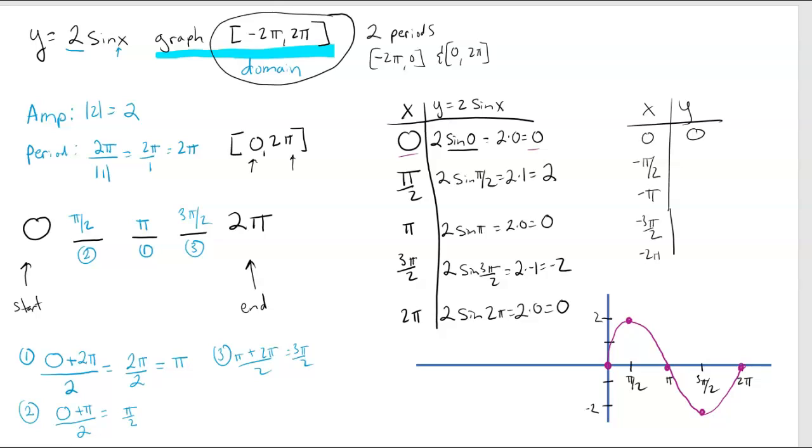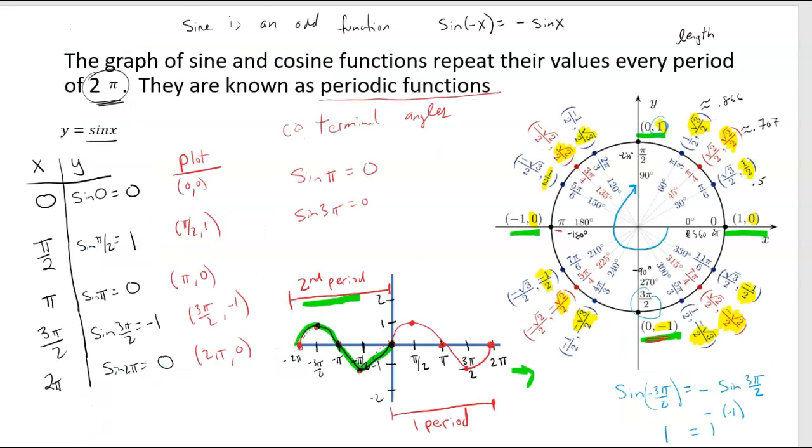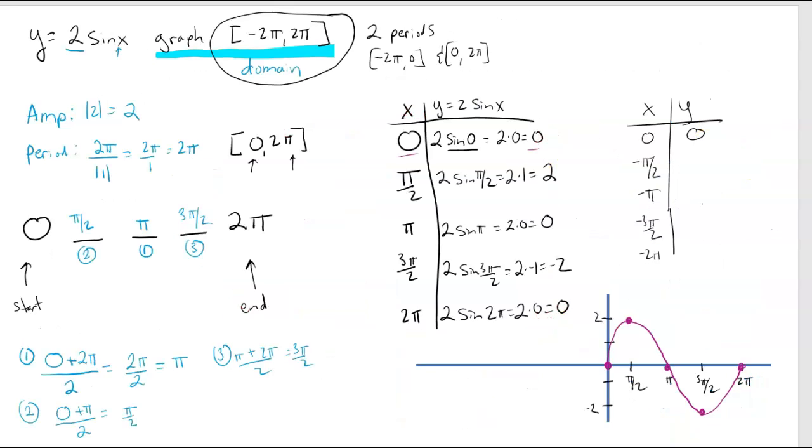But my negative pi over 2, again, using my unit circle, I'm going to go in this direction, and so it's really the same thing as 3 pi over 2. Again, it's negative 1. Or I can remember that it is an odd function. I can remember that value. So either one, it's up to you. So what's going to happen is this is going to leave me with 2 times negative 1, so this will be negative 2.